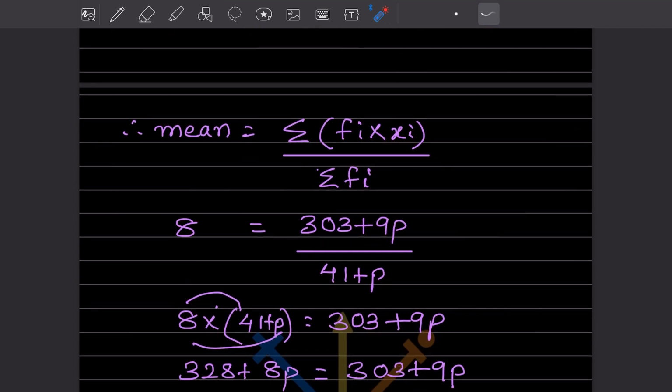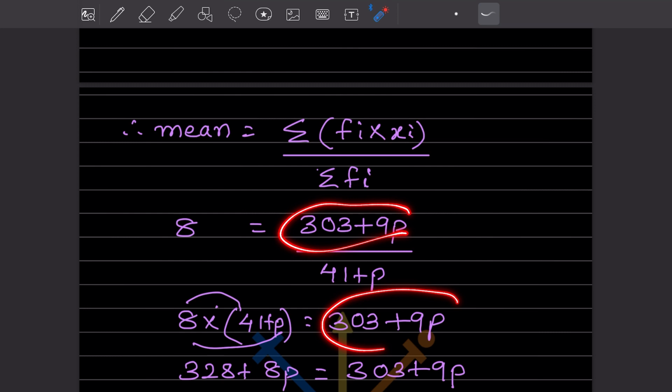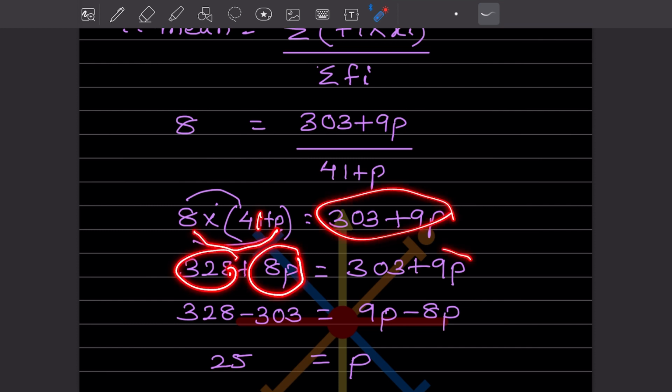Now what are you going to do? You will cross multiply. This is the left hand side and this is the right hand side. So it will be 8 multiplied by 41 plus p, and the right hand side stays as it is. Whenever we have this type, we expand it. 8 into 41 is 328, and 8 into p is 8p, and this stays as it is over here.